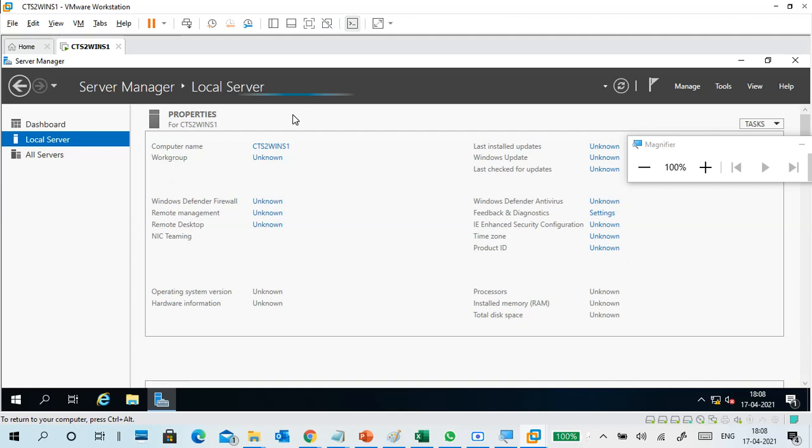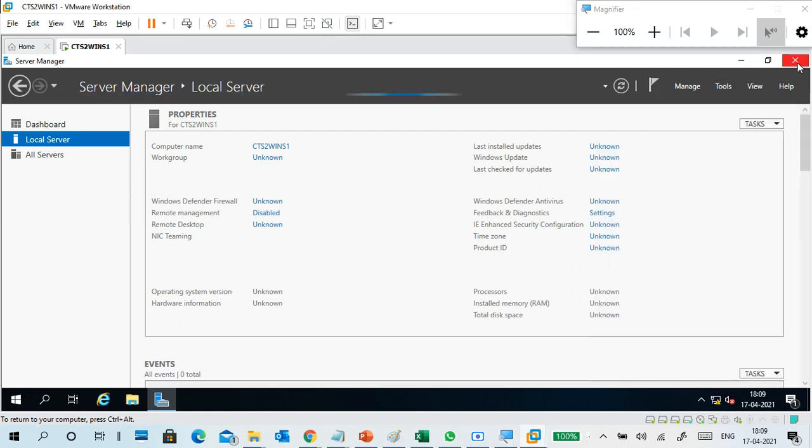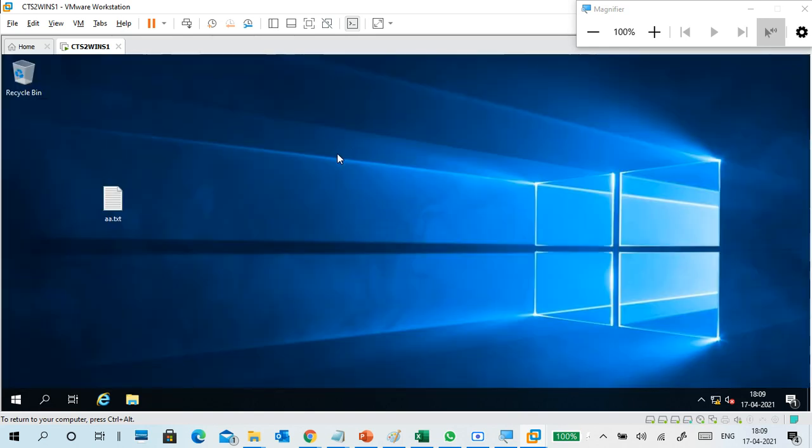It will take time to reload the server manager anyway. But we don't require server manager. We need tools and disk management. You can go to tools and disk management. If you have computer management here, you can go to computer management also. Otherwise you can search for disk management, but it will take a lot of time. Closing this one. Okay, I'm going to run it directly.